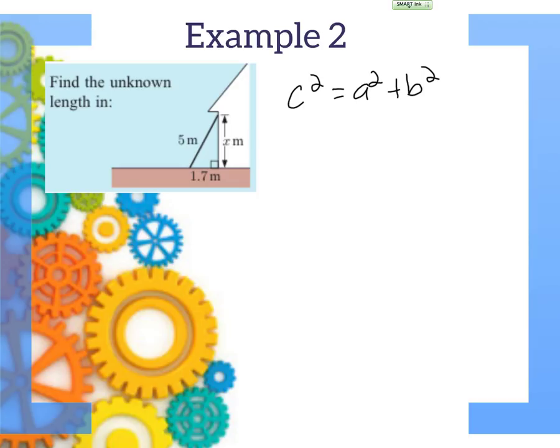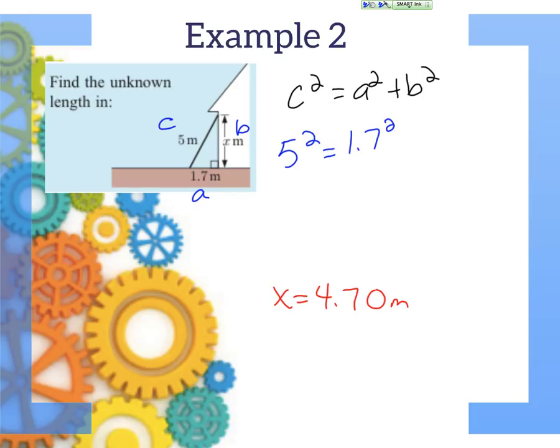Want to try it out? What do you got, Austin? X equals 4.7. All right, x equals 4.7. I'm going to add that 0 on there. And maybe you said it and I didn't hear you. But there we go. So once again, labeling this always helps. Got my legs, and then I've got my hypotenuse. So 5 squared equals 1.7 squared plus x squared.